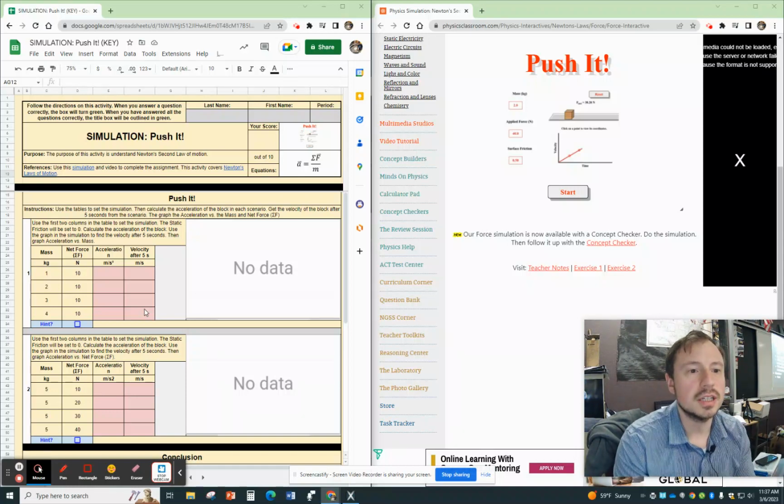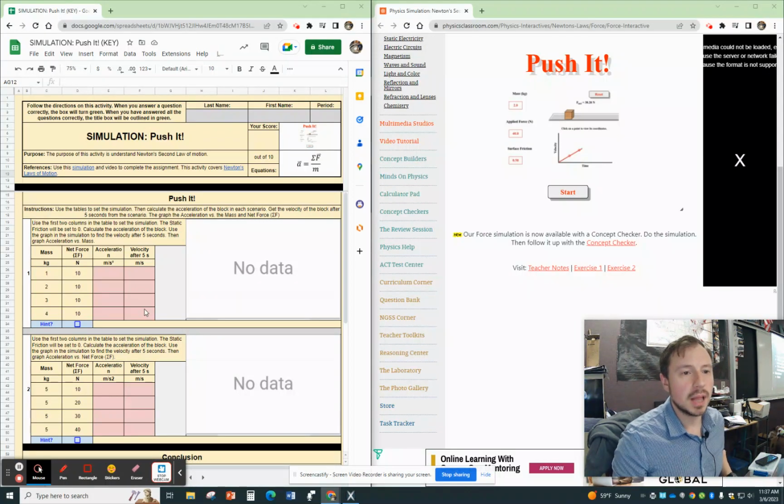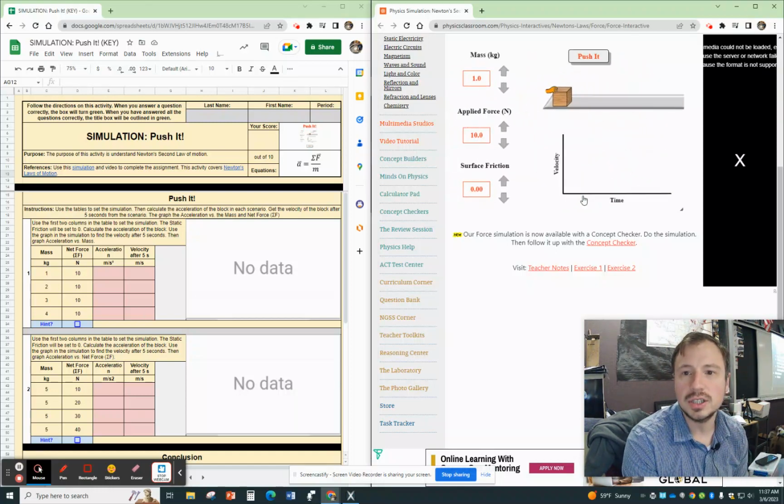So let's just look at the instructions here. So it says use the tables to set the simulation. Then calculate the acceleration of the block in each scenario. Get the velocity of the block after the first 5 seconds from the scenario. Then graph the acceleration versus mass and the net force. So let's just do this first one, right? So let's go ahead and start this simulation. There we go. I have this.